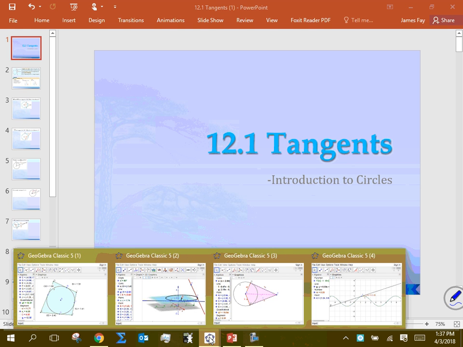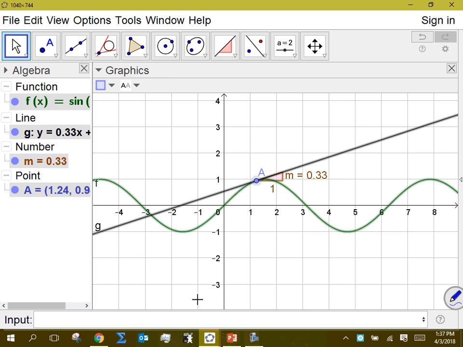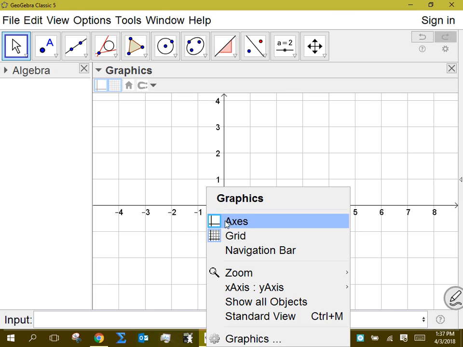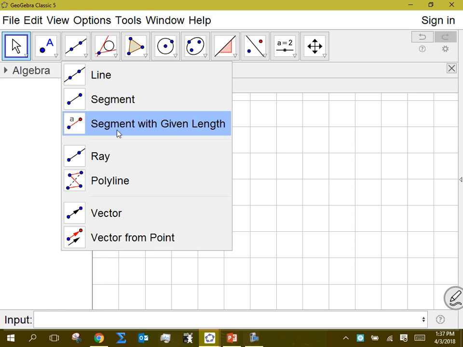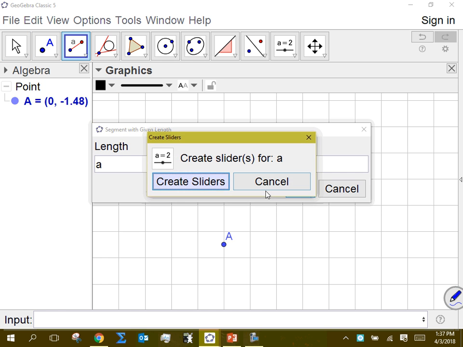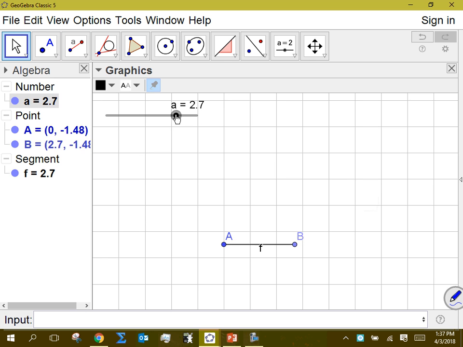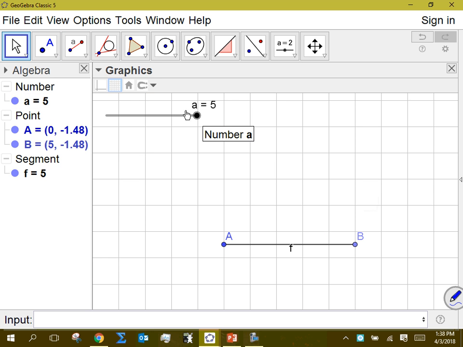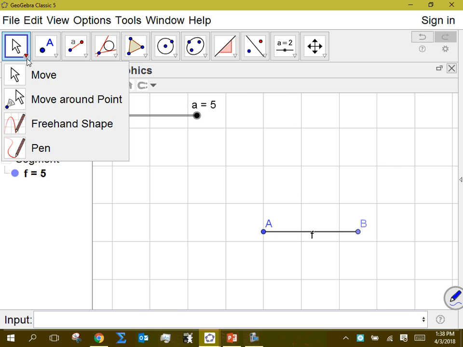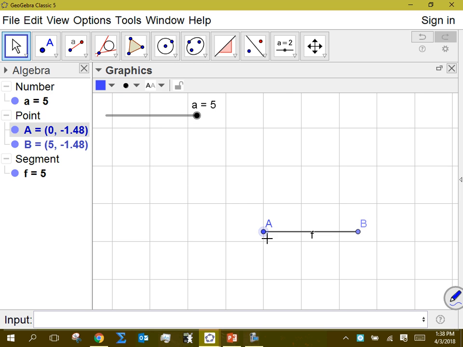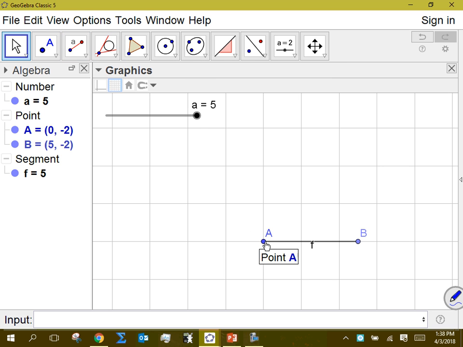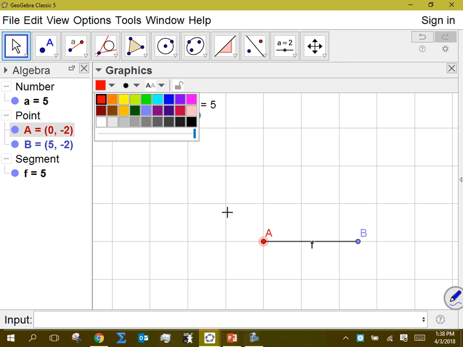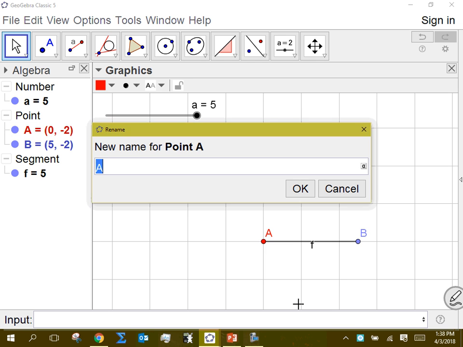Before we get into anything, it is important for us to understand what the definition of a circle is. I'm going to take a segment. It can be any length that I want it to be. I'm going to make it a length of 5 here, and I'm going to create this A and B, and they can be anywhere they want to be. But I'm going to make a point that does not move. Maybe I name it my given point.